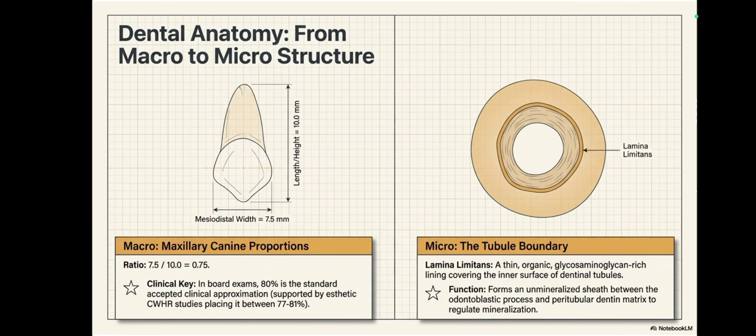Dental anatomy. In dental anatomy, the ratio of mesiodistal width to crown height in a maxillary canine is approximately 75%. If we look at the microscopic level of the tooth, the lamina limitans is the organic glycosaminoglycan-rich lining that coats the inner surface of the dentinal tubules.